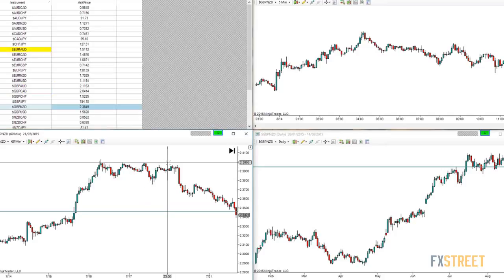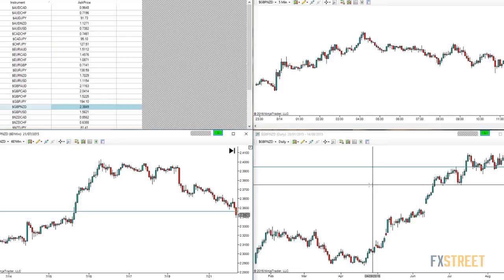I'm going to identify key areas, big levels where I expect something to happen, and when price gets to that level, I'm going to take a trade. So if it breaks through, I'm going to take a breakout trade. If it bounces off of it, I'm going to take a bounce. And there are various ways that you can get into or out of trades based on that.